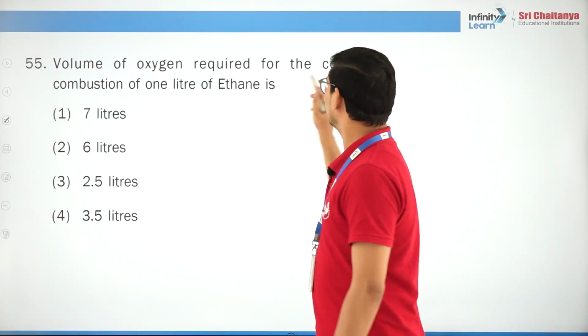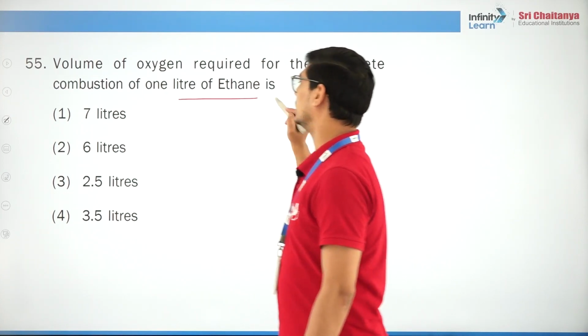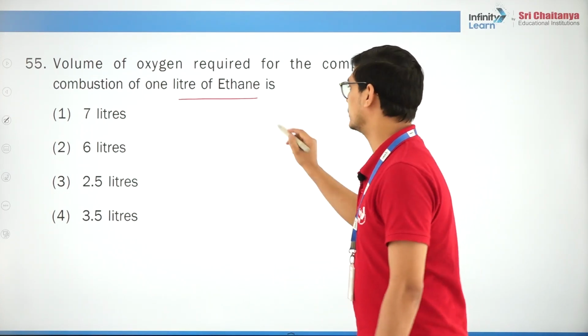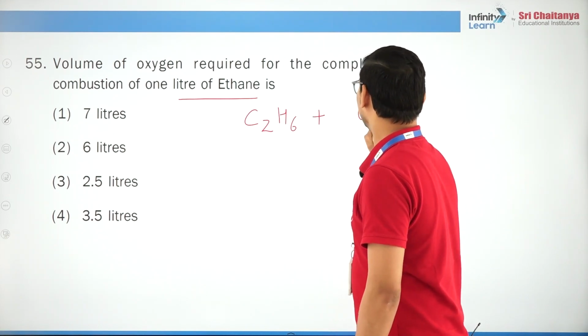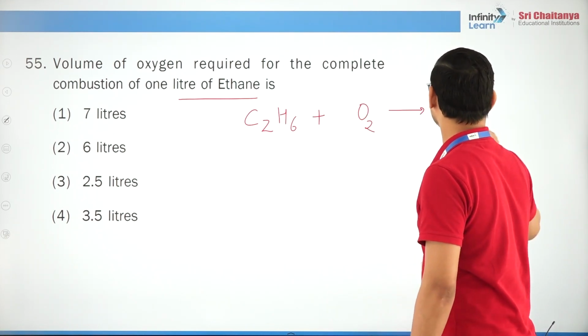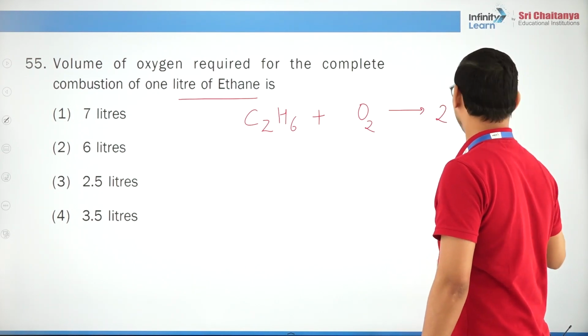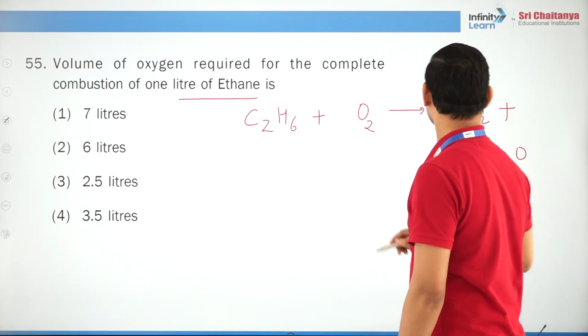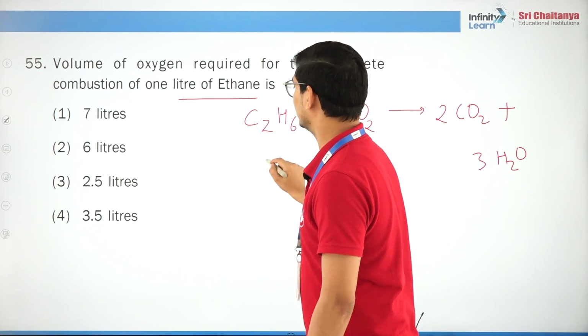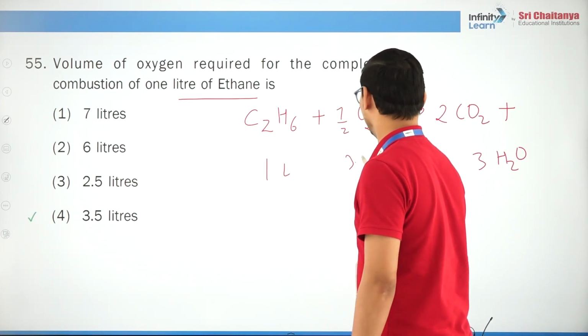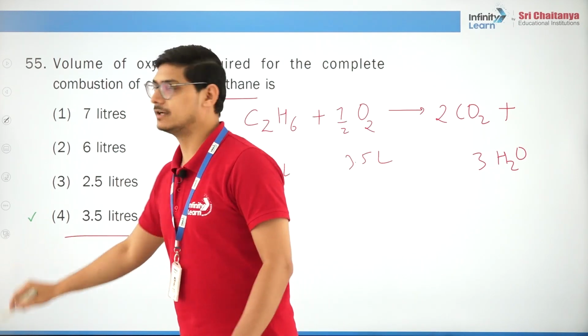Volume of oxygen required for the complete combustion of 1 liter of ethane. Okay, for that you have to write the combustion equation. Ethane C2H6 reacts with oxygen, it gives 2 CO2 and 3 H2O. Okay, so it is 7 by 2, that is 3.5. So for 1 liter it is 3.5 liter. That becomes our correct answer.